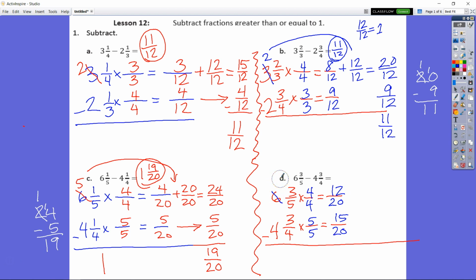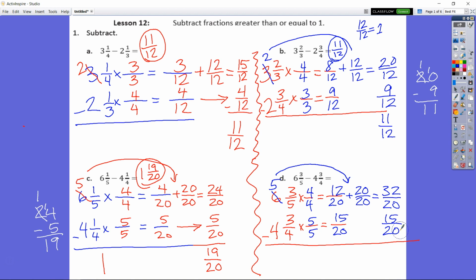as you may have said in the past, borrow, or we're going to call it regroup, and this is going to become 5, and then that one that I regrouped is going to become my unit, which is going to be 20 twentieths. We're using our unit form of 20ths, but we're going to make it into a whole. So now I have 20 twentieths plus 12 twentieths equals 32 twentieths. 32 twentieths minus 15 twentieths.